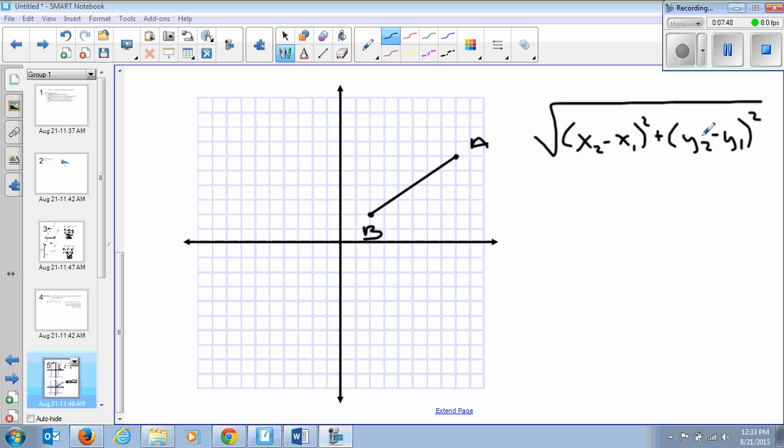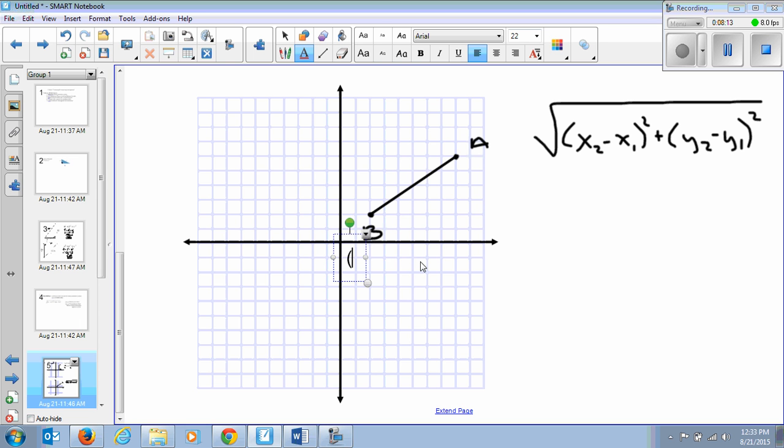So here's our distance formula. x2 minus x1 squared plus y2 minus y1 squared. And then at the end, we square root it. That's what that symbol right there means. But first, we have to find out where B and A are located. So I start at the origin. B is located at 1, 2, 1, 2. So I would name B 2, 2. That's where B is actually located.